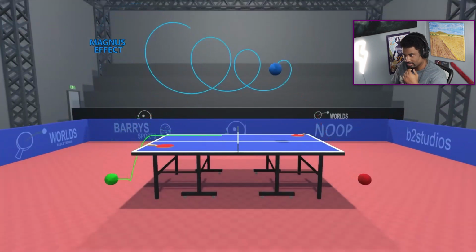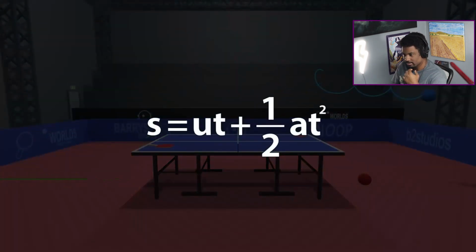So it'll be greatly affected by things like drag or spin or the Magnus effect. Luckily, we can ignore all of this, because this equation will give us a good approximation of the ball's motion.